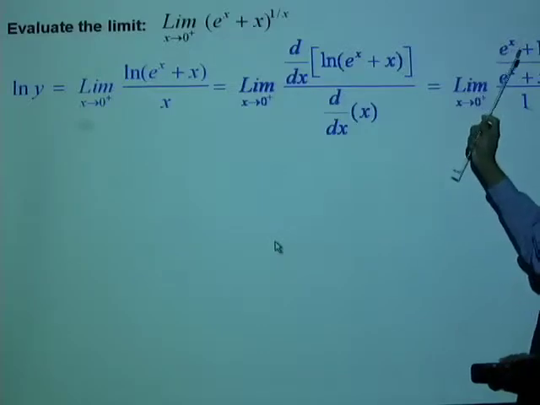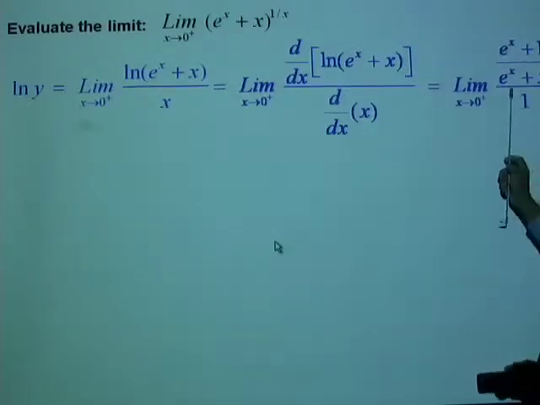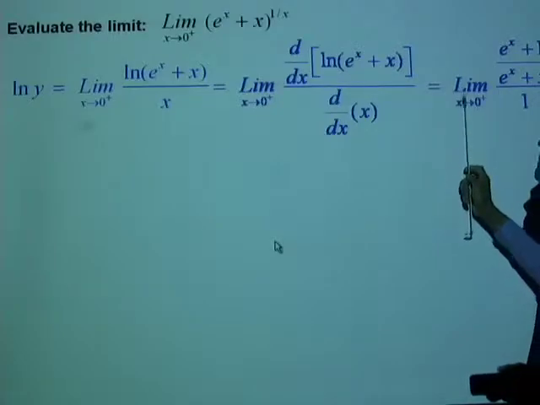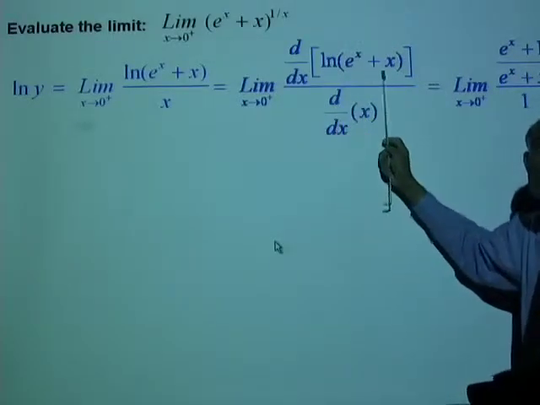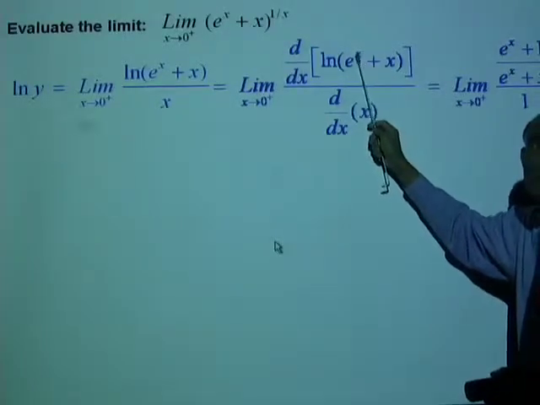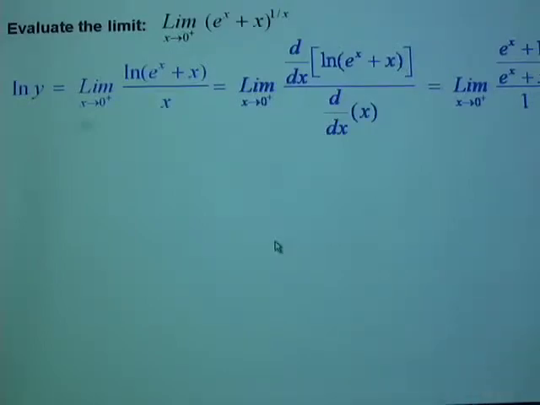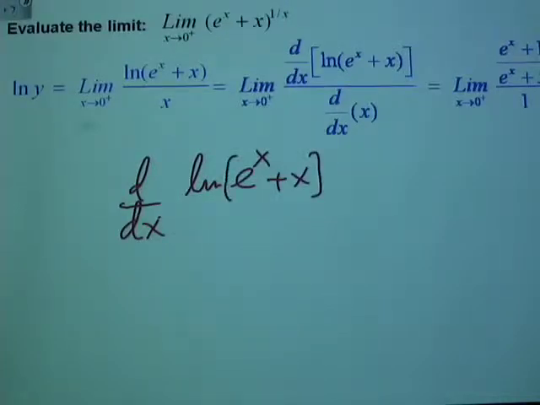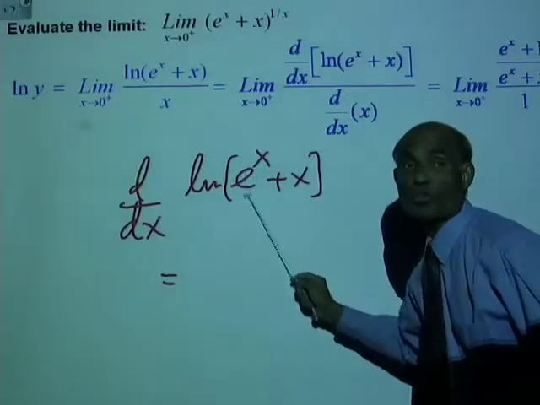So, I don't know whether you can actually see this on the screen, but this will be the limit as x approaches 0. The derivative of this quantity, I'm going to repeat again, will be 1 over the quantity. Let me write that down for you. Like this. d by dx of ln (e to the power of x plus x) will be the derivative of a quantity. Now here, this is our quantity, ln of a quantity.